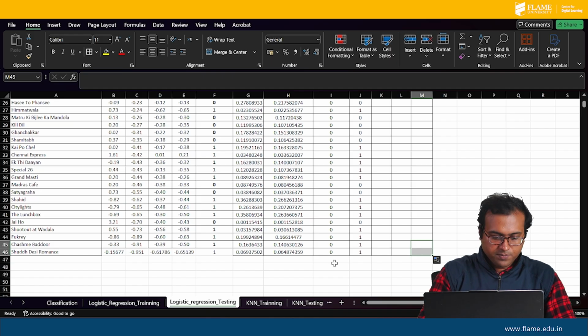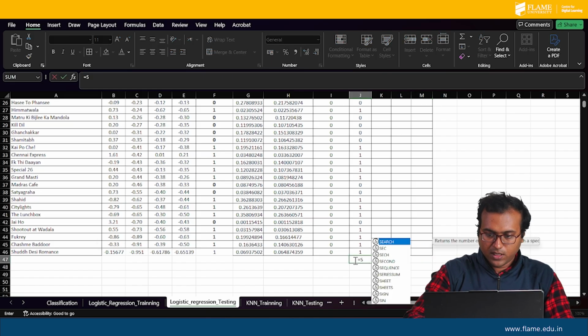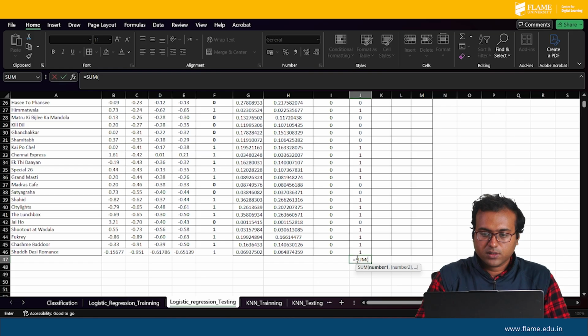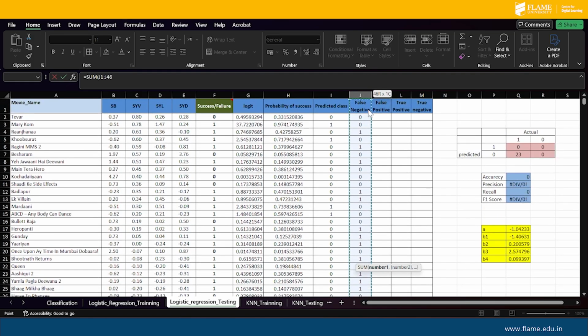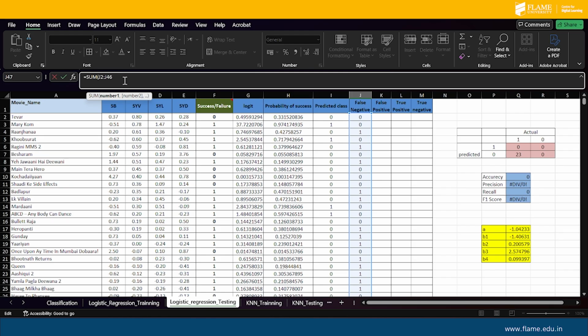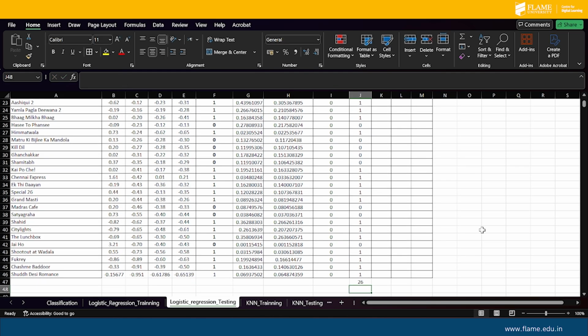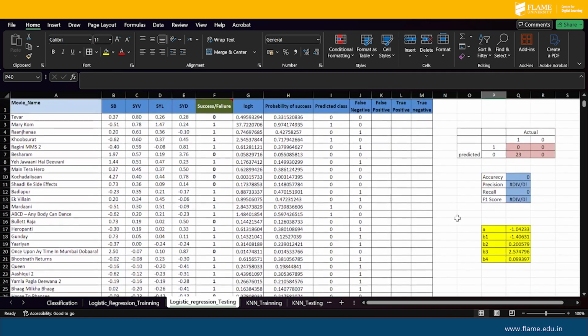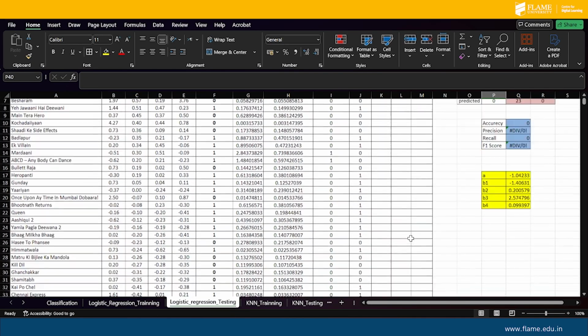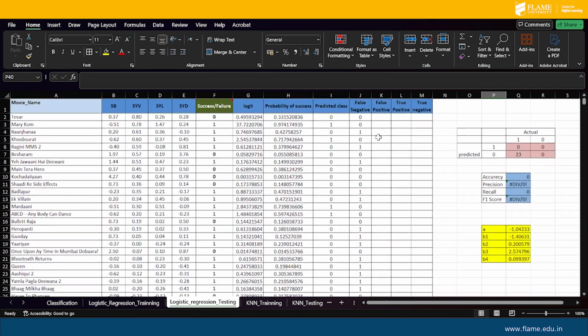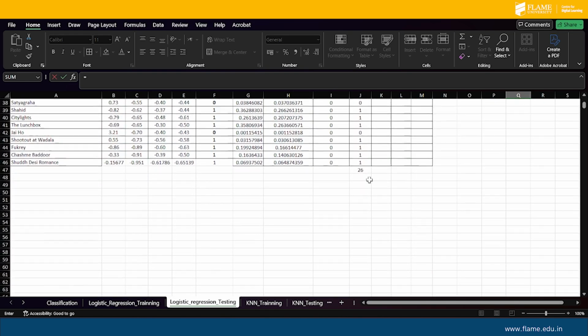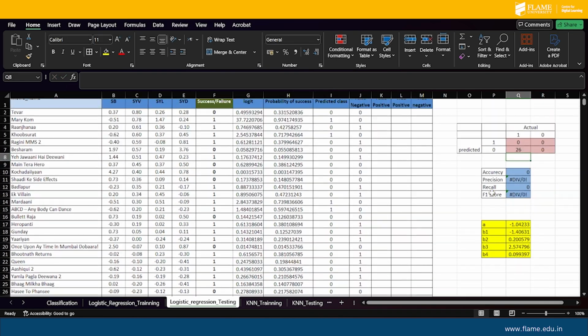Now if I put SUM and select all the values, just check how many times we are getting this value. That is 26. So 26 times this happens, where a positive case is predicted as 0. This is predicted 1 and we have predicted 0, so this will be equal to 26. So we got that particular value.